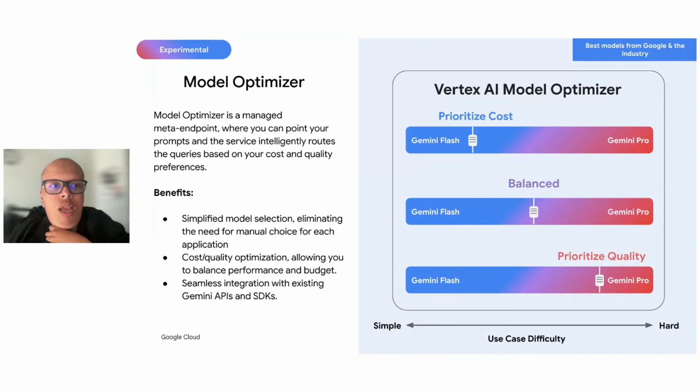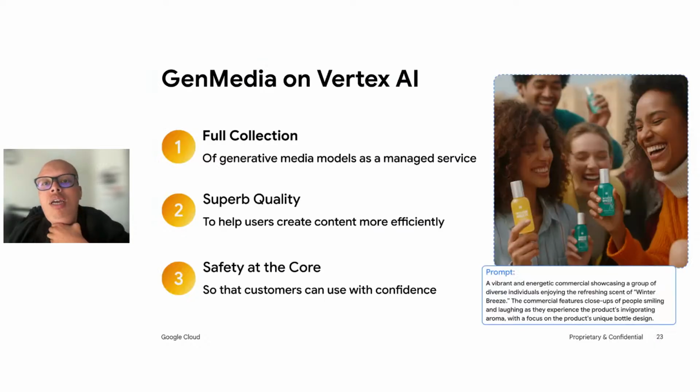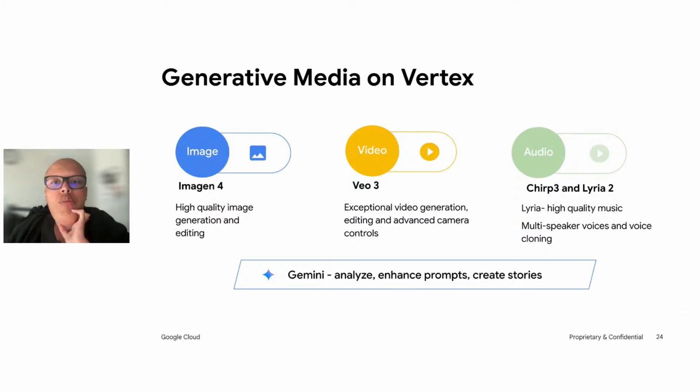Now that we have spoken about the Gemini model family, I wanted to shed light on the Gen Media on Vertex AI. So we have a full collection of generative media models that provide the best quality with safety at their core. Our models cover all the modalities. And let's talk about Gen Media on Vertex. So we cover image modality, video modality, and audio modality.